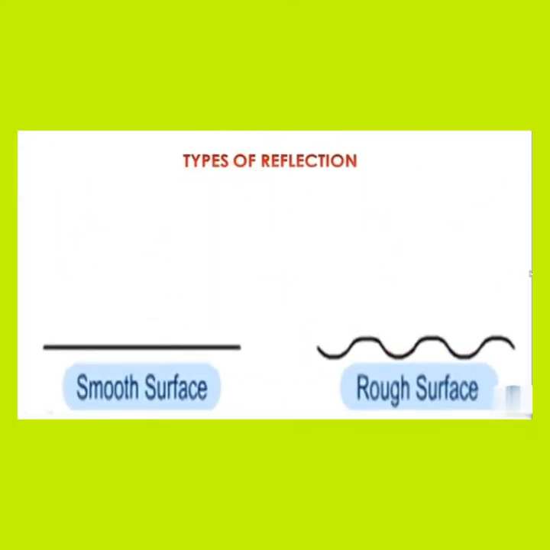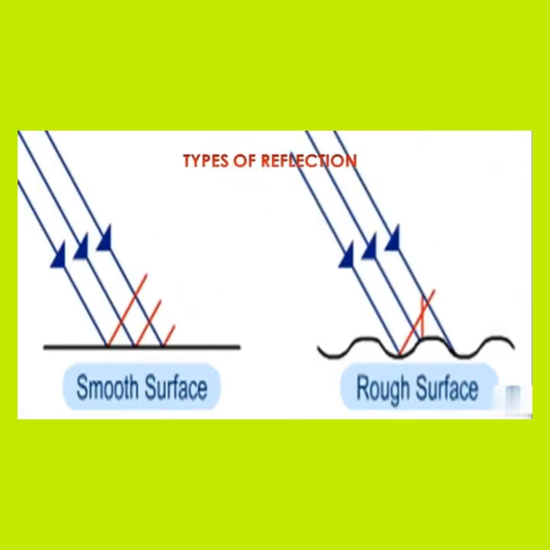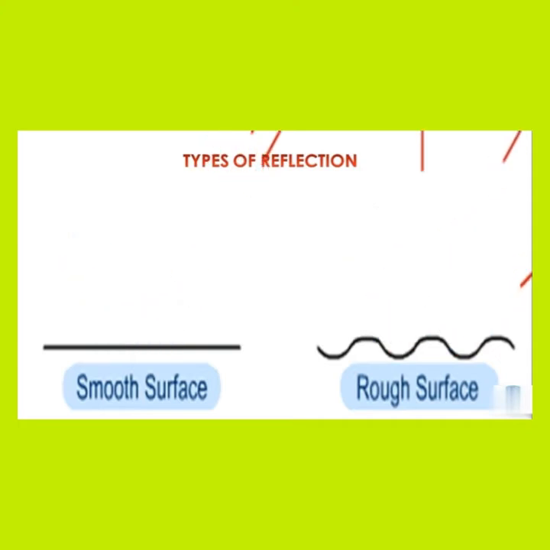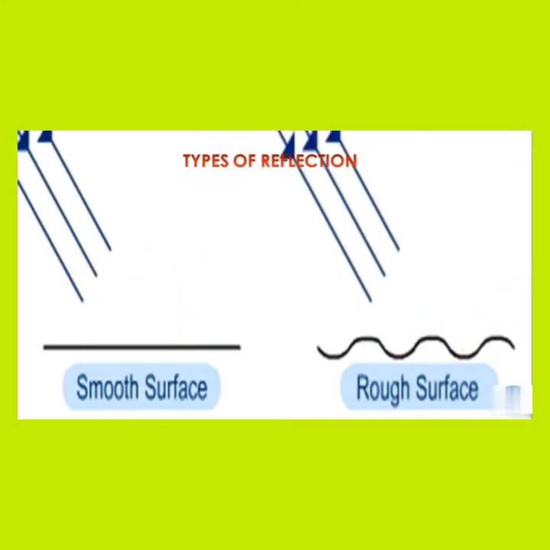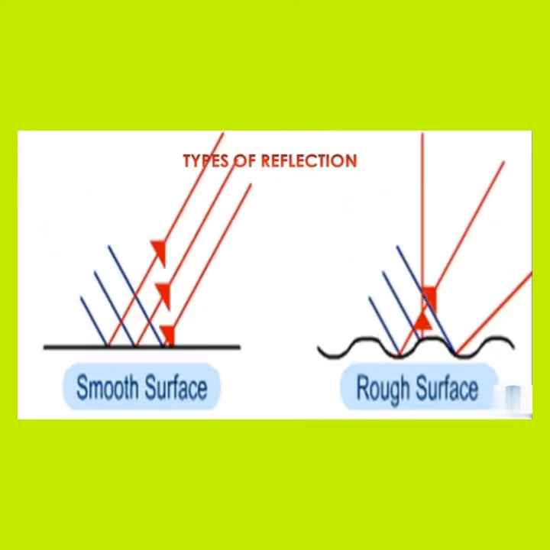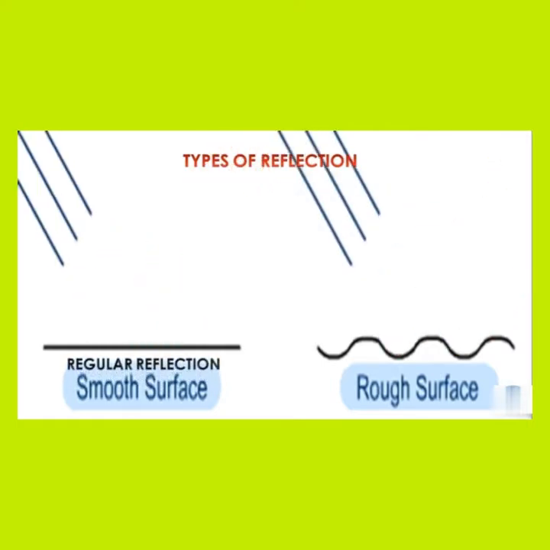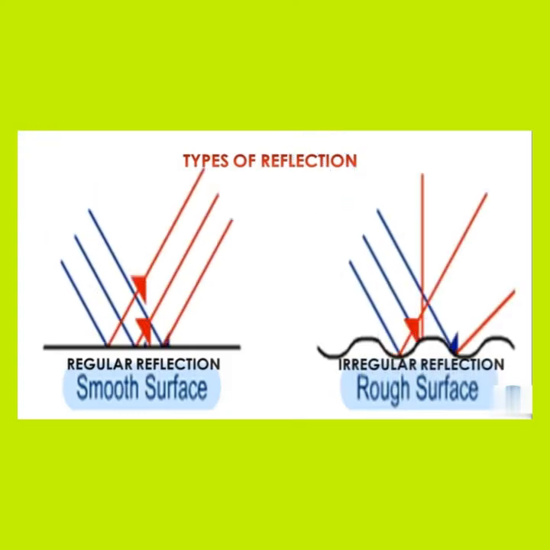Next, types of reflection. The amount of reflection of light depends on the nature of the reflecting surface of the body. Based on the nature of the surface, reflection can be classified into two types: regular reflection and irregular reflection. Let us know about it.